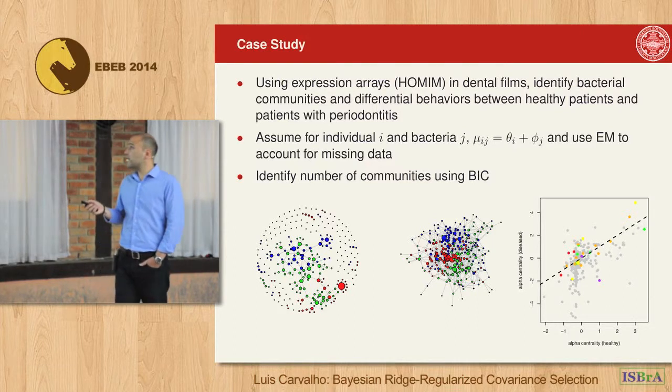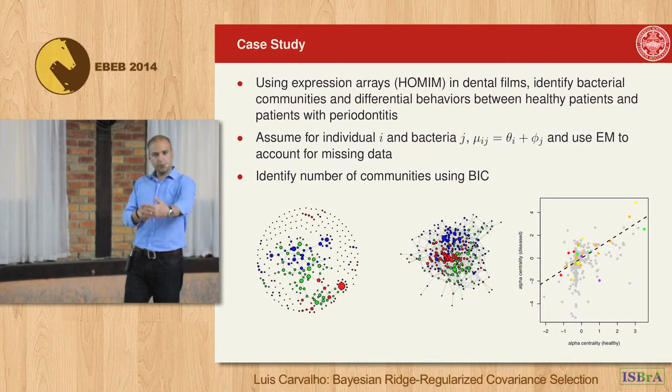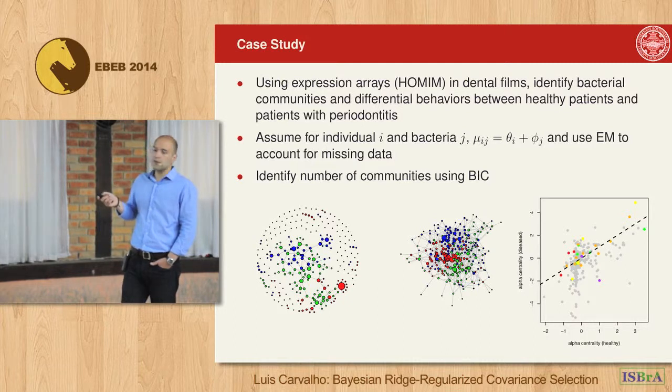So we have this data from expression arrays between healthy people and patients with periodontitis. We fit a mean model where we have a sample effect and a bacterial effect. There is some missing data, so we plug an EM into the procedure. I won't talk about that. And then we identified the number of communities, in this case using BIC, the Bayesian Information Criterion. This is the inferred network. We inferred that there are 3 communities in this case.